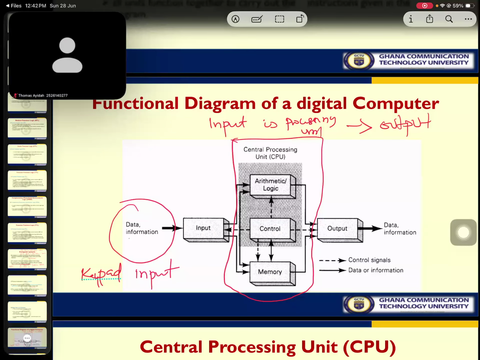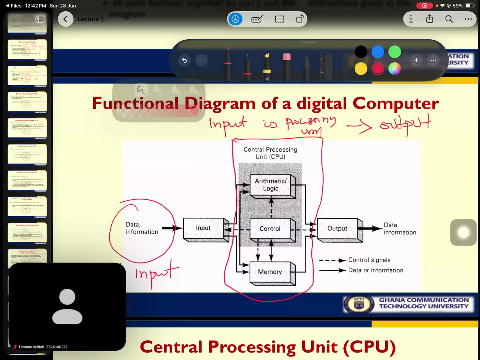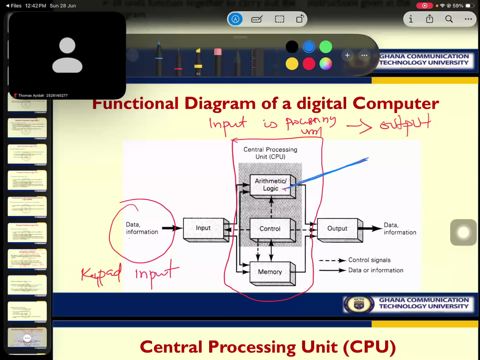Now, we have the central processing unit. The shaded part is the central processing unit. Now, the CPU is the heart or the brain of the computer. It contains mainly the arithmetic logic unit, which is this one. The arithmetic logic unit, which is this one. And also the control unit.